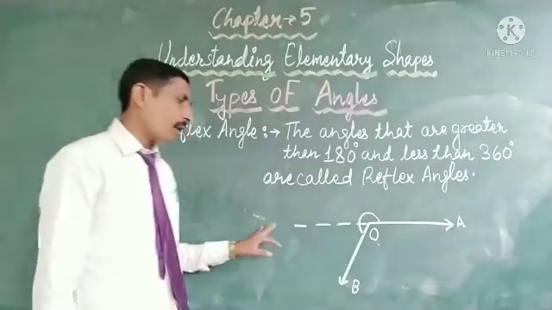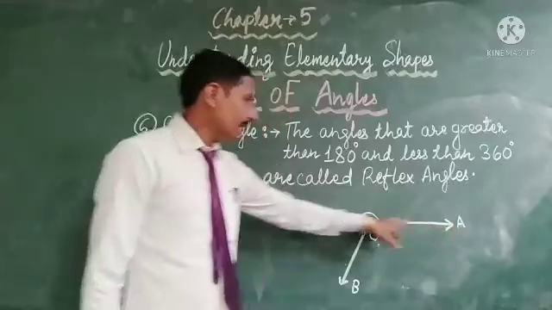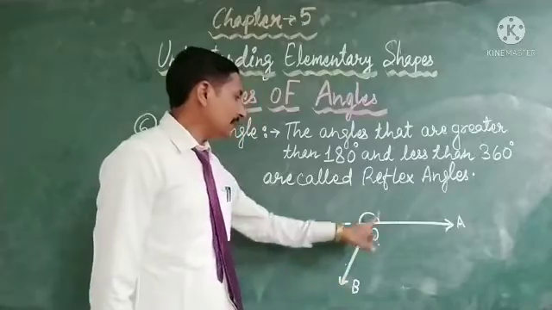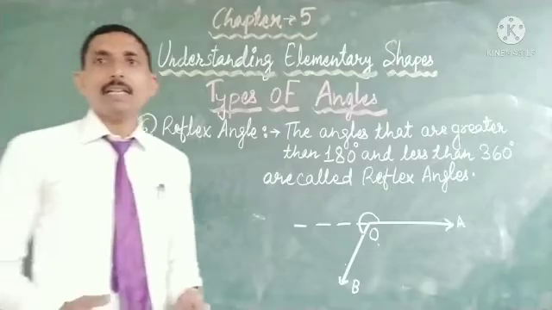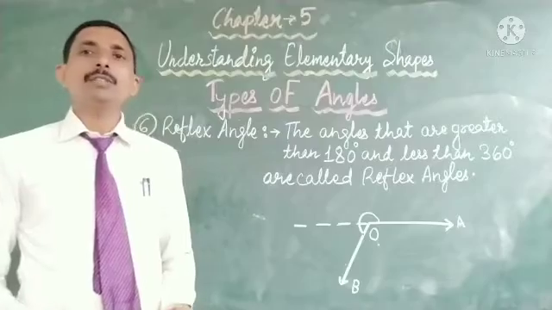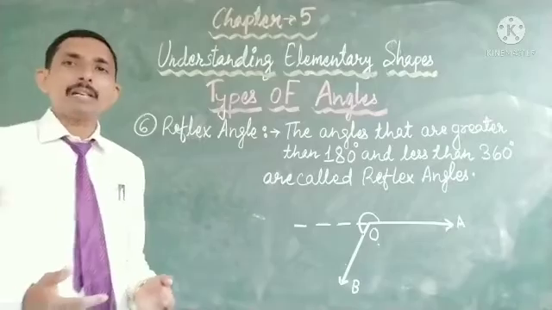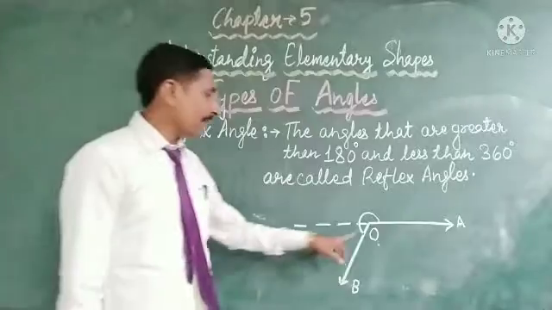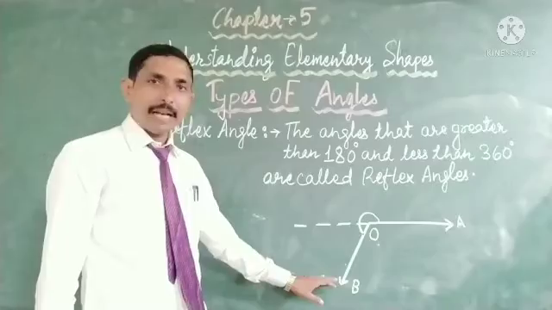And the reflex angles are always formed below the straight angle. You see, this angle is straight angle and this angle, angle AOB, is reflex angle. So the examples of reflex angle are 190 degree, 200 degree, 250 degree, 300 degree, 340 degree. These all are the examples of reflex angle. And you can see in the figure, the reflex angles are always formed below the straight angle.